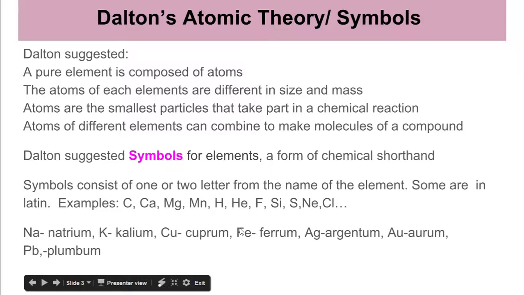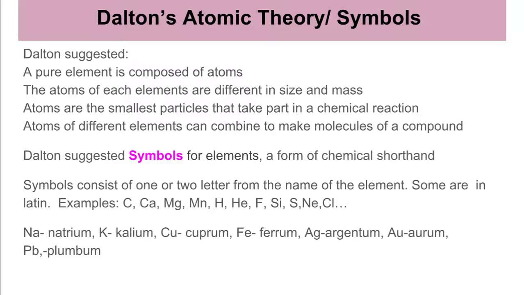So Dalton suggested a pure element is composed of atoms, and the atoms of each element are different in size and mass. Atoms are the smallest particles that take part in a chemical reaction, and atoms of different elements can combine to make molecules of a compound. They're all good, but Dalton didn't know that the atom was made of smaller particles. He also suggested symbols for elements, which is a form of chemical shorthand. Symbols consist of one or two letters from the name of the element. Some of them are in Latin.